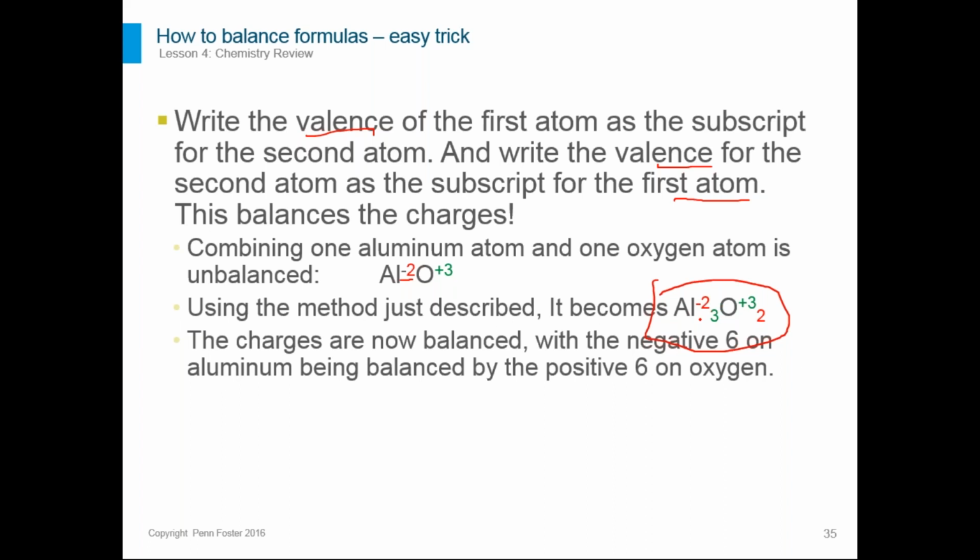Now, why in the world would we do that? It's just the easiest way to work out the math. So in both of these cases, our charges are going to balance out and be 6 and 6. So they're now balanced with -6 on aluminum being balanced by the +6 on oxygen. So aluminum has a valence of -2. If we have 3 aluminum atoms, then our total valence is going to be -6. And oxygen has a valence of +3, but if we have 2 oxygen atoms, then the total valence there is going to be +6. Okay, so -6 and +6 balance out. So that's just a way to balance out the formulas for a molecule.